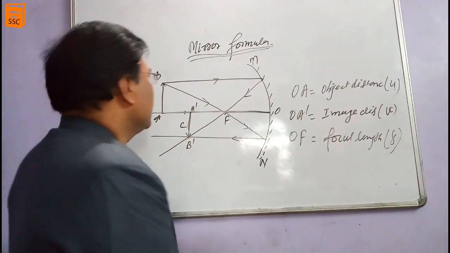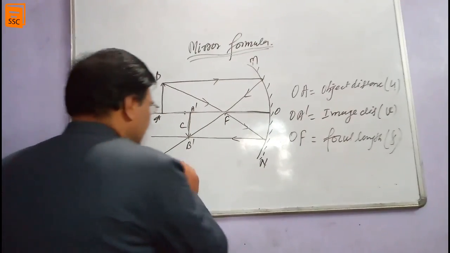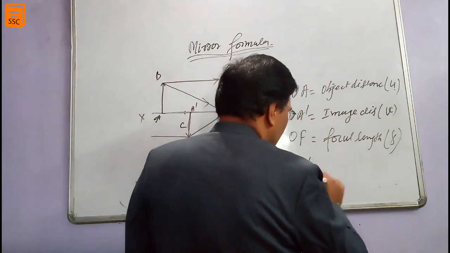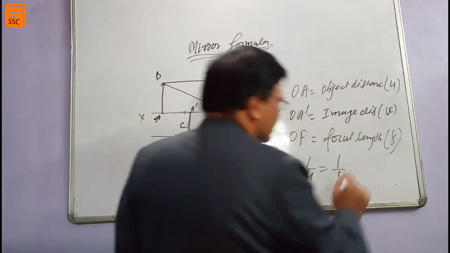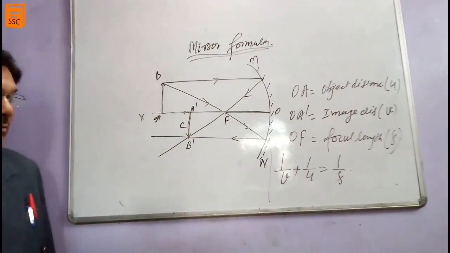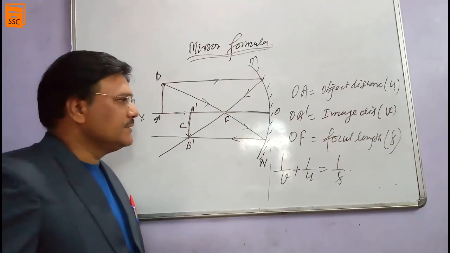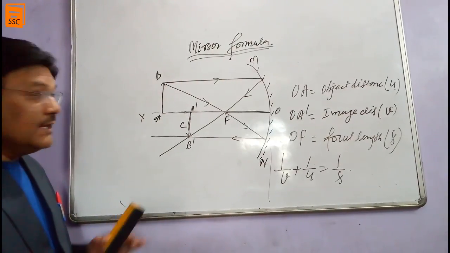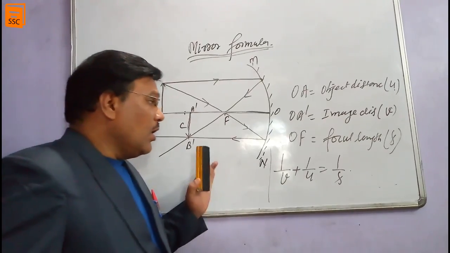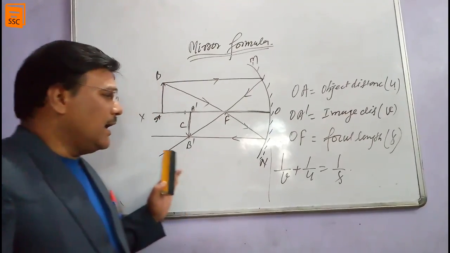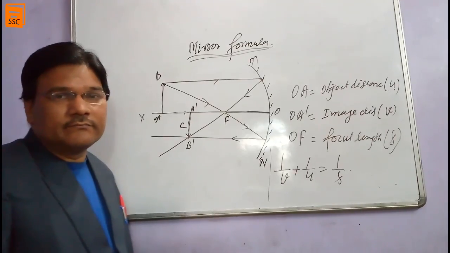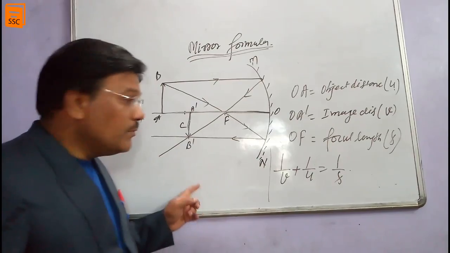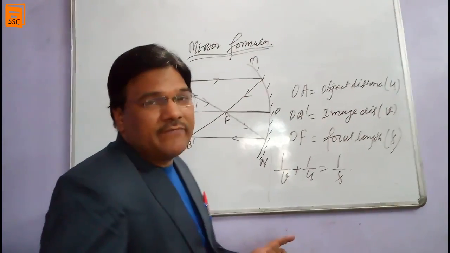That relation is considered the mirror formula. The relation between U, V and F is 1 by V plus 1 by U is equal to 1 by F. Now you have to consider one thing: the sign criteria of U, V and F. Very simply I am describing it, for when you have to solve a numerical question on the U, V and F relation.